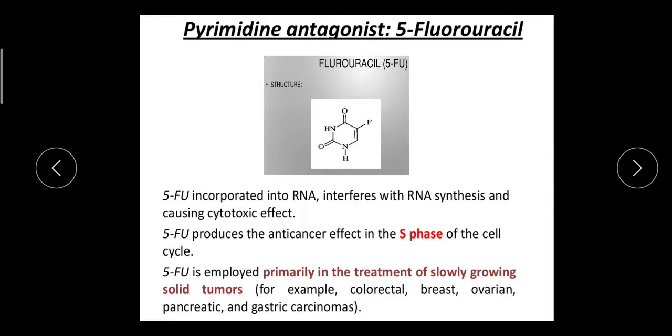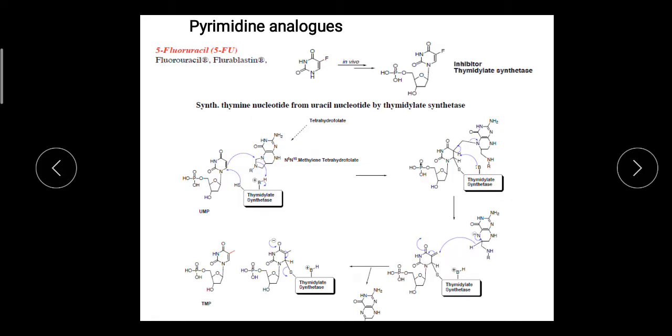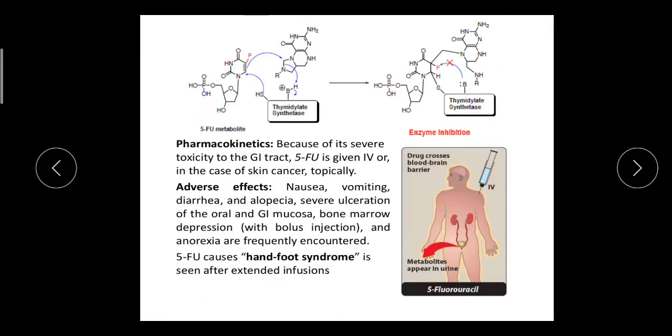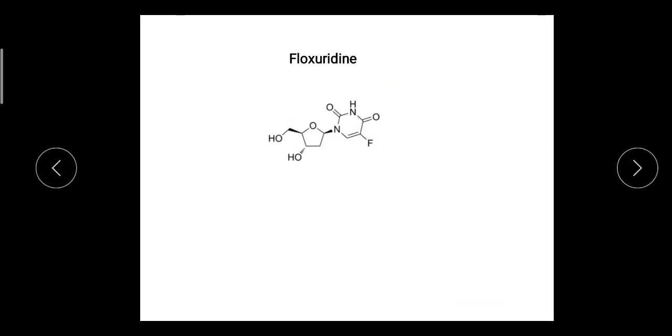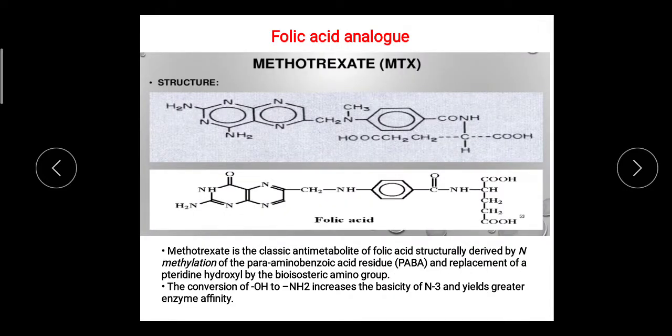It inhibits the enzyme thymidylate synthase. So mechanism of action: the metabolite 5-FdUMP inhibits the thymidylate synthase. Then this is the detailed mechanism we have seen. Then properties, pharmacokinetics, uses. Next, second drug is floxuridine. Third drug under pyrimidine class, cytarabine. And the last group under the antimetabolite is the folic acid analog.